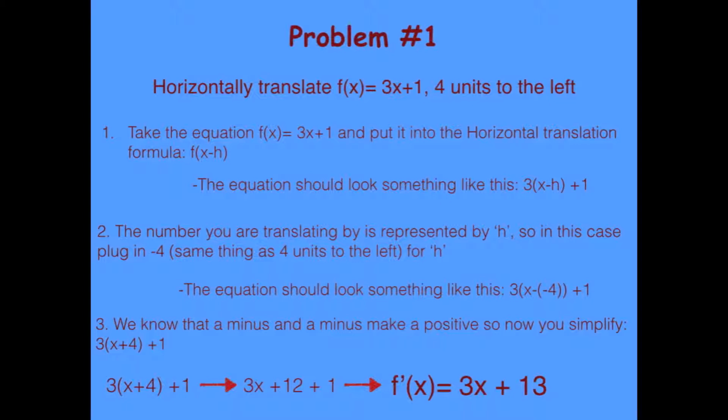Step 2. The number you are translating by is represented by h, so in this case, plug in -4 for h. The equation should look something like this: 3 times x minus -4, plus 1. A minus and a minus make a positive, so now you simplify. 3 times x plus 4, plus 1. 3 times x is 3x, 3 times 4 is 12, and then you should get something like 3x plus 12 plus 1. So now you just combine like terms and you should end up with 3x plus 13.